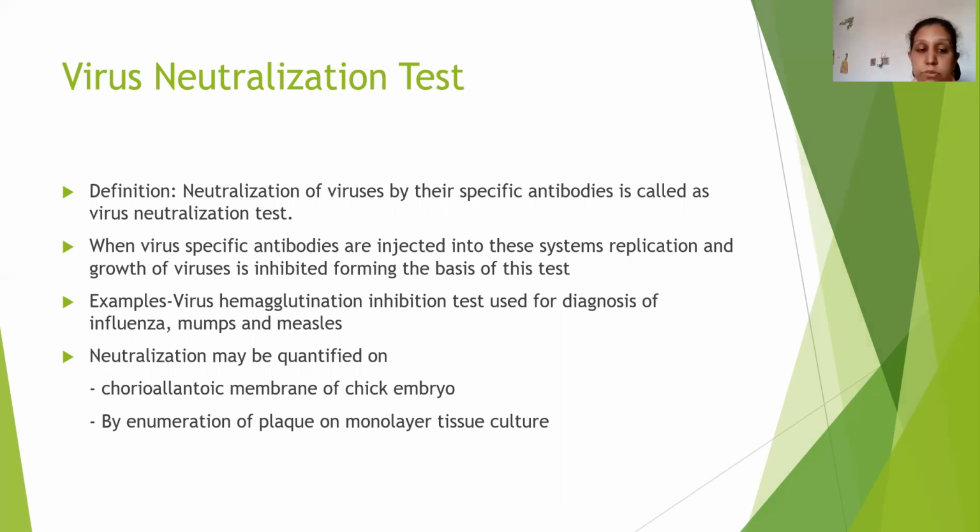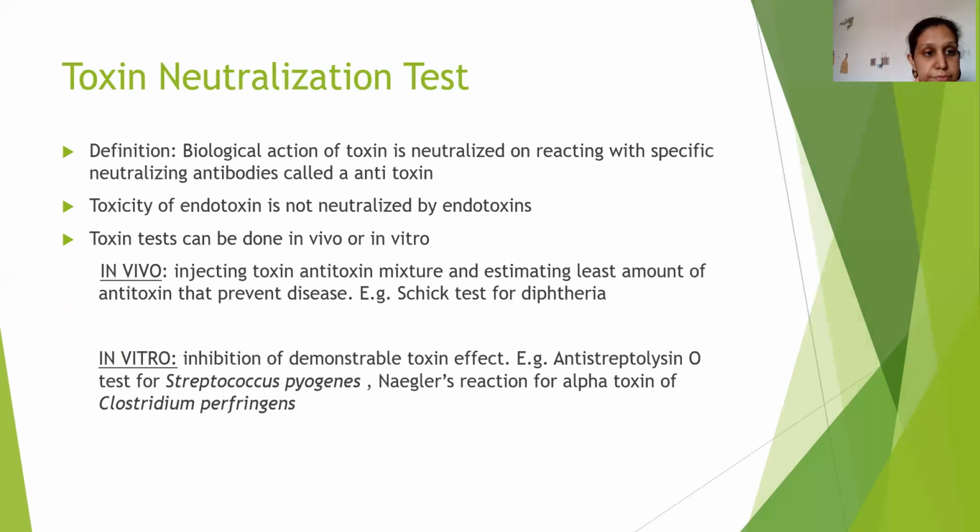In which viruses are we using it? The viral hemagglutination inhibition test is used for diagnosis of influenza, mumps, and measles. So the antibodies are neutralizing the virus. When virus specific antibodies are introduced into the system, replication and growth of viruses is inhibited, forming the basis of this test.